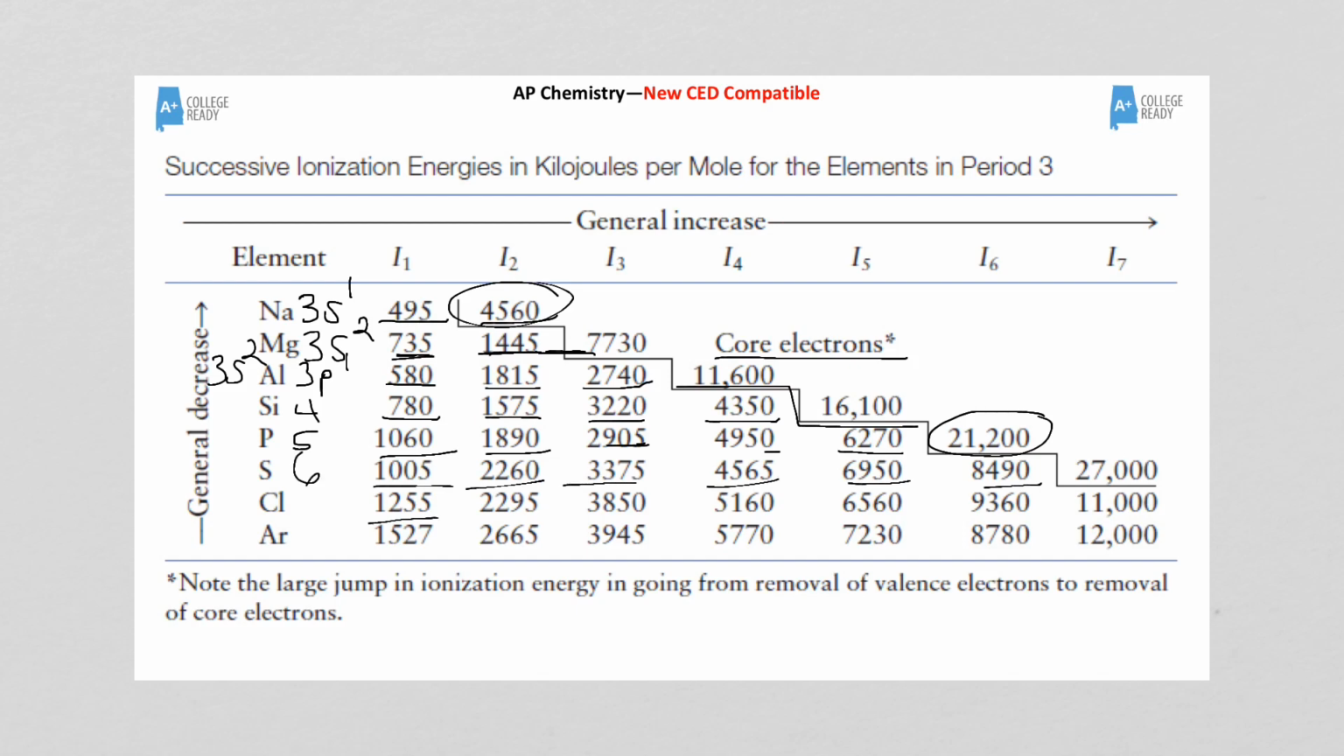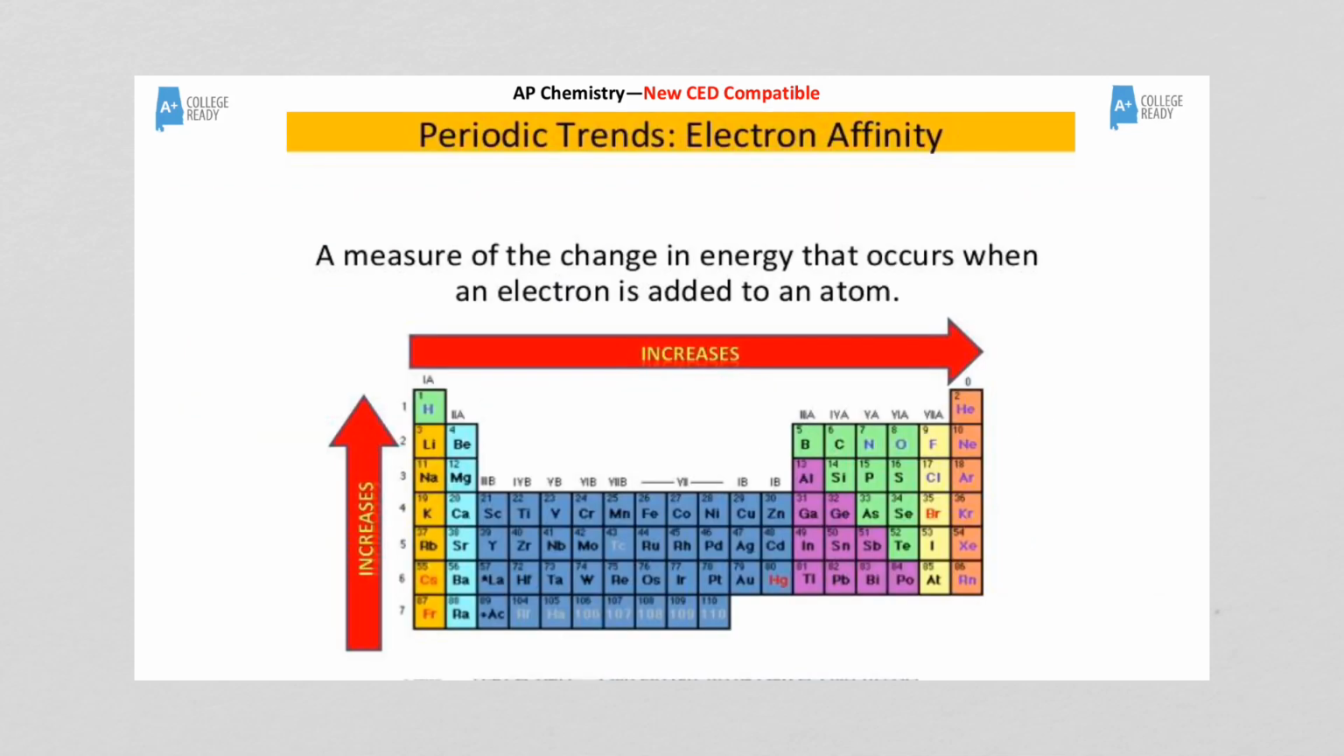You can see chlorine, and it's like off the chart. Okay, and we know chlorine has 7, and then argon has 8. So make sure you understand this trend and these large jumps in ionization energy.